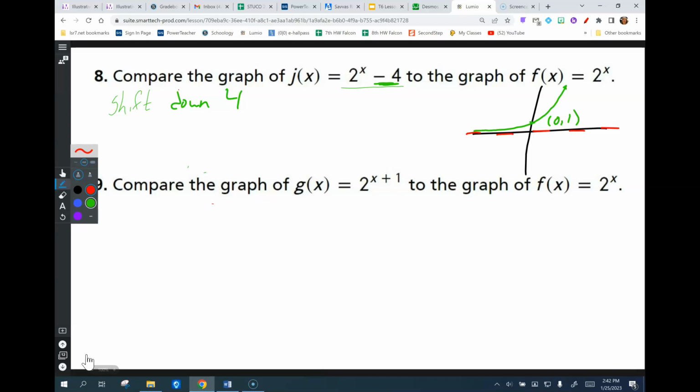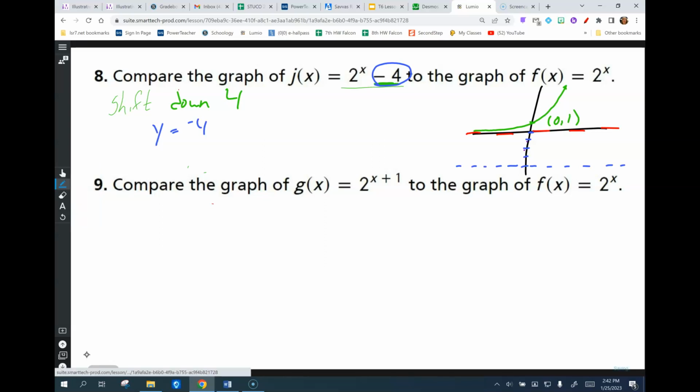So now when we look at this, if it shifts down 4, here's my asymptote right here. It's going to go down 1, 2, 3, 4. So my new asymptote is going to be right down here. My new asymptote is going to be y equals -4, hence k is -4. That also means that my y-intercept is going to shift down. So my y-intercept is going to go down 4 also. 1, 2, 3, 4.